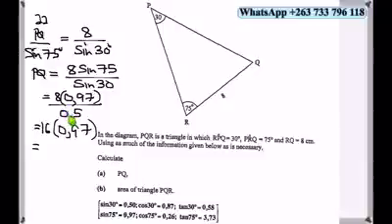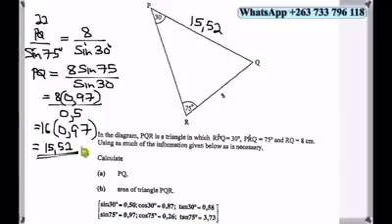So 0.5 into 8, 16. So this will be 16 times 0.97. If we multiply this, we get 15.52. So this will be our final answer. So our PQ will be 15.52. Then on part B, we are required to find the area of triangle PQR.